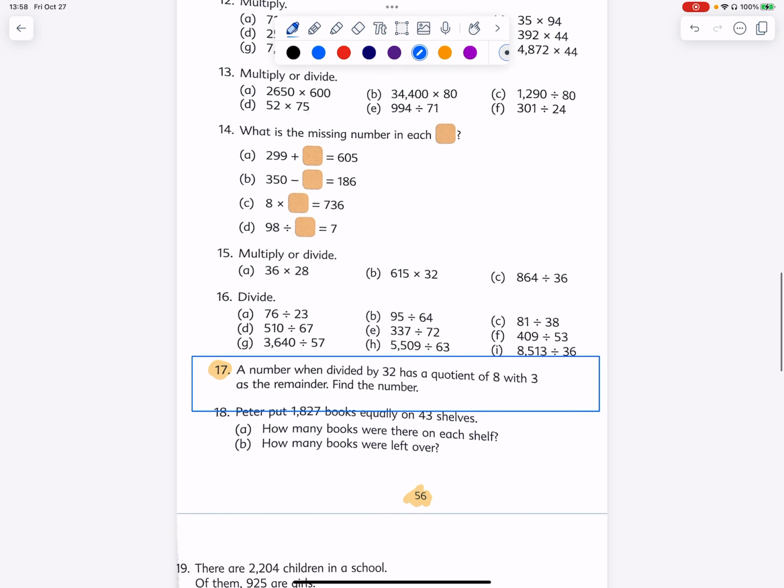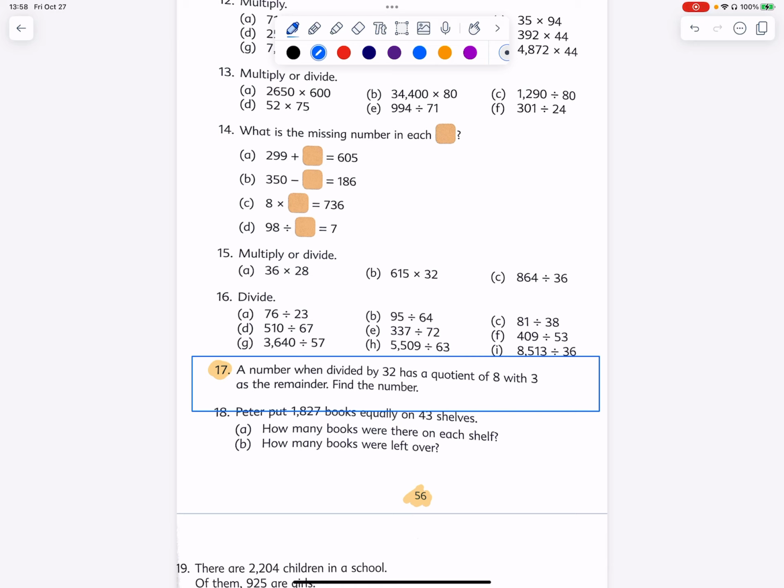Friends, let me read the problem number 17. A number, when divided by 32, has a quotient of 8 with 3 as the remainder. Find the missing number. Again, the number when divided by 32 has a quotient of 8 and 3 as a remainder. My friends, I call these algebra problems, and the strategy is to translate English into the language of math.